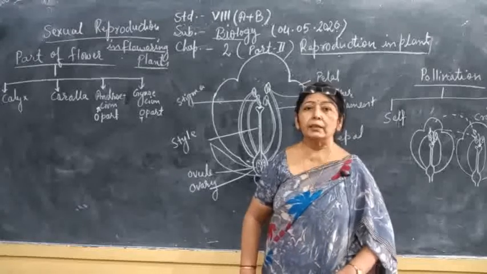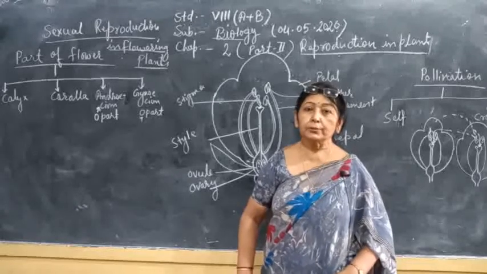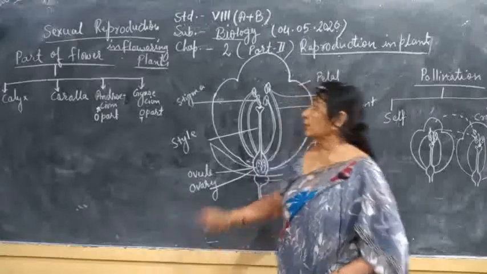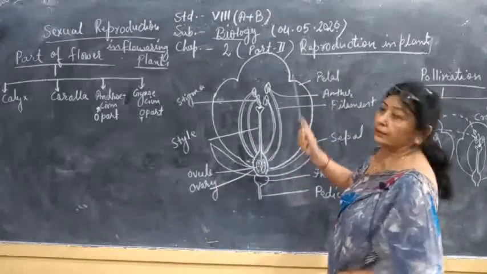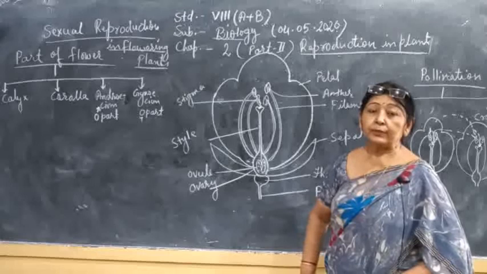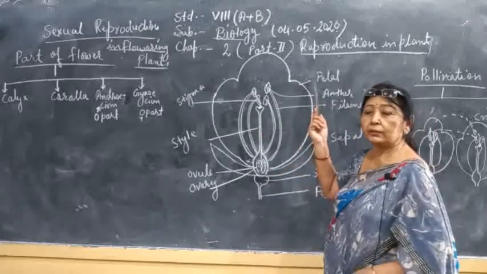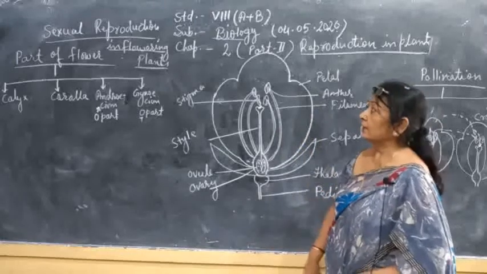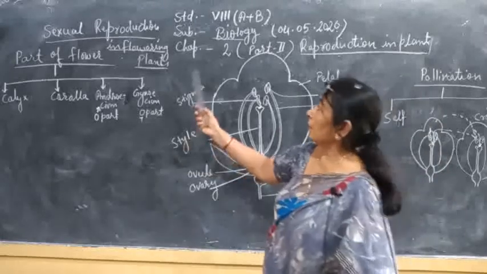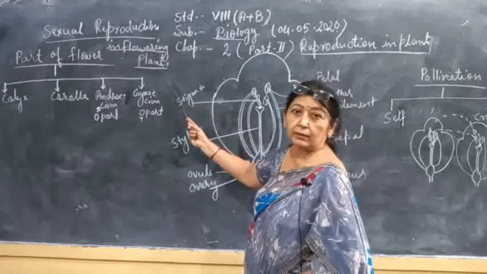Today we will start the remaining part of chapter 2, reproduction in plants. In the previous class, you learned asexual reproduction in plants. Today we will start sexual reproduction in flowering plants.